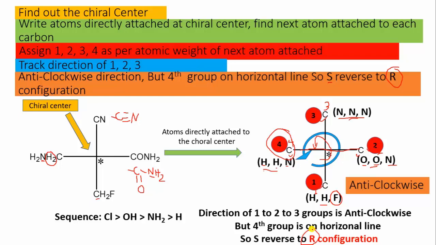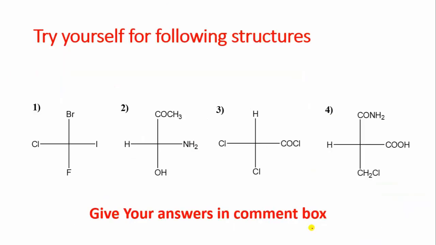So dear learner, might you understand how to assign RS nomenclature to different stereoisomers. Here are some more examples. So try yourself for the following example and give your answer in the comment box.